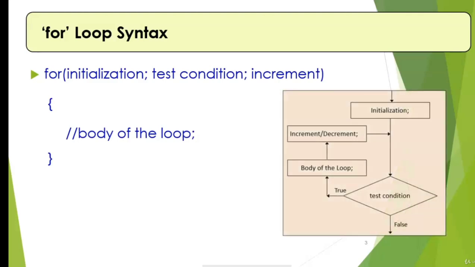This is shown pictorially. So initialization is done at the first. Then the condition is checked. If condition is true, then body of the loop executes, and then finally increment or decrement of the variable is made. After doing the increment and decrement, again condition is checked and the code will be executed if the condition is true. The moment the condition becomes false, then next code in the program will be executed.